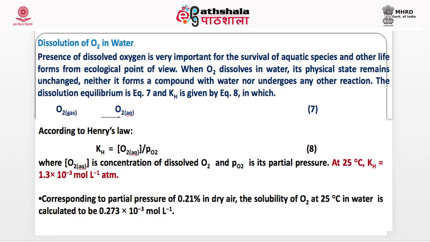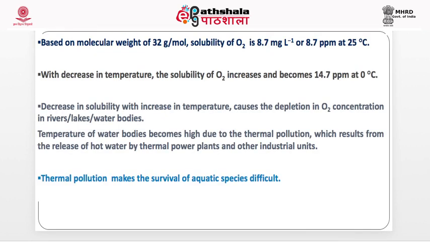Corresponding to a partial pressure of 0.21 in dry air, the solubility of O2 at this temperature is calculated to be this, mole per liter. This can be converted into grams also, based on the molecular weight of 32 gram per mole. The solubility of oxygen in milligram per liter is this, and milligram per liter is equal to ppm: 8.7 ppm. So in water at room temperature of 25 degrees Celsius you can expect the solubility to be 8.7 ppm or 8.7 milligram per liter. With decrease in temperature, solubility increases and becomes 14.7 ppm at 0 degrees Celsius.